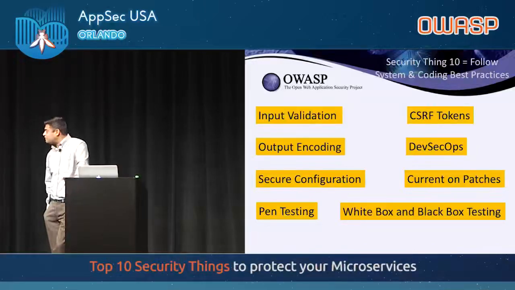Pen testing, the importance of pen testing does not go away, because if you miss something, then pen testers are going to find them. And then when you are developing, you need to also do white box and black box testing. So those are all the things that, again, this is a catch-all for all the things. But again, it's very important to do all of those.